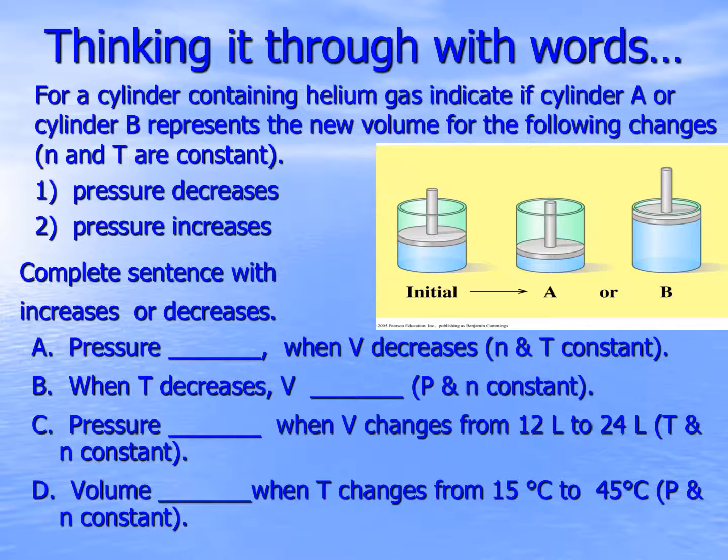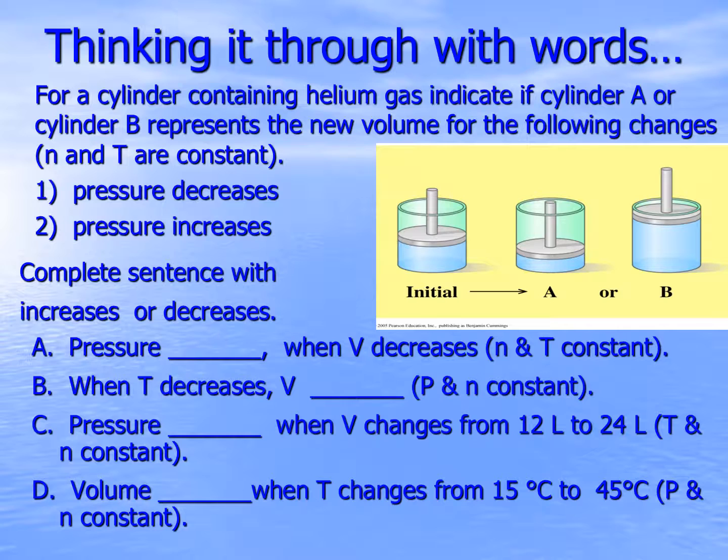Let's try completing these sentences with either the word increases or decreases. A, what does pressure do when volume decreases? If we decrease the volume, if we go from initial to letter A, then the pressure is going to go up because the molecules are bouncing around in a smaller container, and so they're going to have more pressure on the walls of the container, so pressure increases. How about when temperature decreases, volume does what? Charles's law says temperature and volume are directly related, so in this case, temperature decreases, volume should decrease.